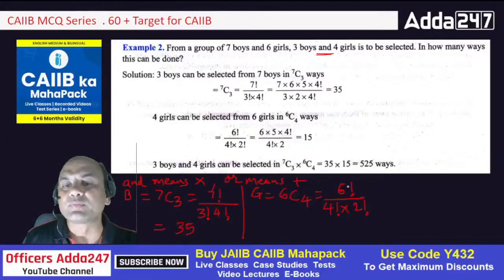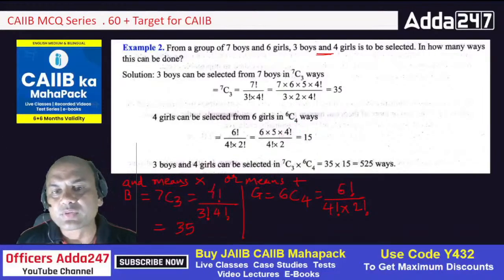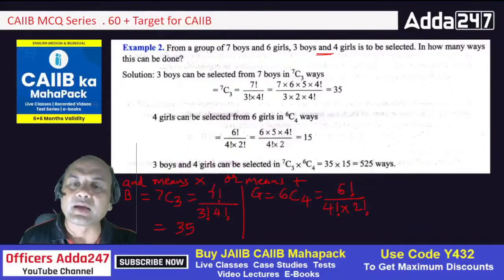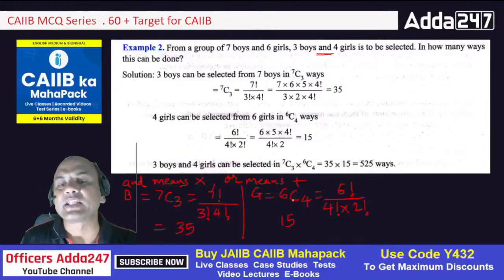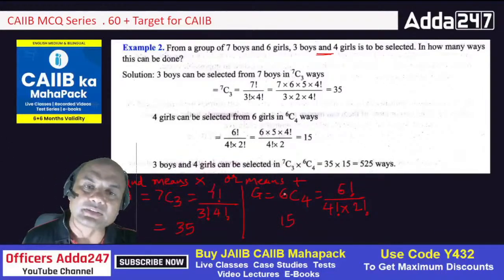So solve it. Again 6 and 4. So say this, 6 into 5 into 4 factorial upon 4 into 3 into 2 into 1. It means what? 4 factorial only. So 4 factorial gets cancelled. So what remains? 6 into 5 is 30 upon 2. So it is 15. So girls is 15. So in 15 ways I can select 4 girls out of 6 girls.